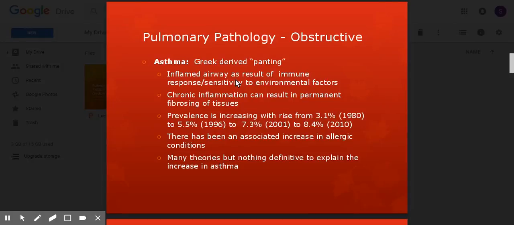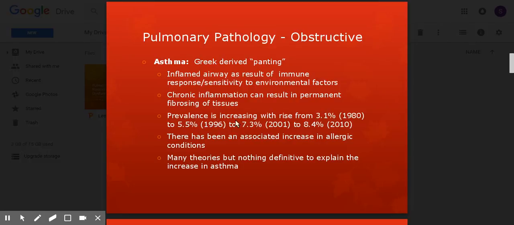What's important to note is that chronic inflammation can result in permanent fibrosing of tissues if the asthma is not addressed, and that the prevalence of asthma in society is increasing. And so the book talks about the many different environmental triggers, from exercise to cold air to pet dander and cigarette smoke.